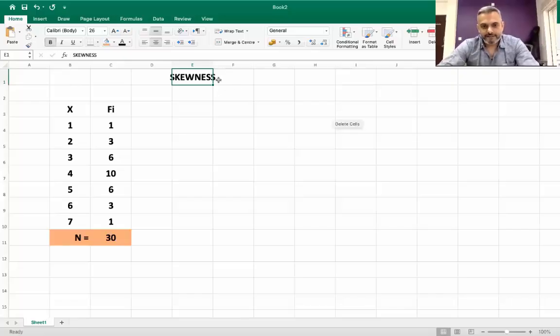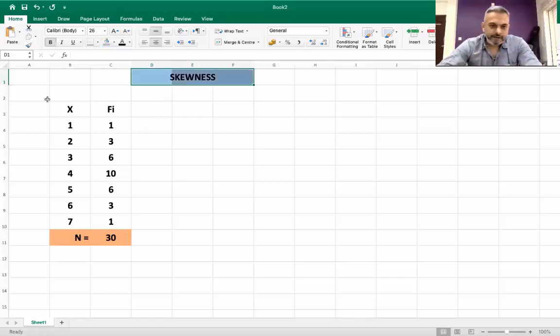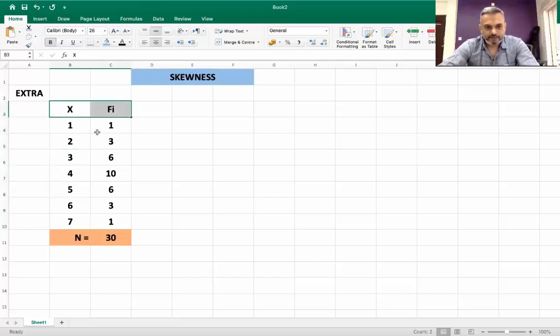So today we are starting with the new chapter, Skewness. Now, before we try to understand what exactly is skewness, I have given an extra sum over here. Please write this, and I want you all to find the mean, median, and the mode for this. So xi is 1, 2, 3, 4, 5, 6, 7. Fi is 1, 3, 6, 10, 6, 3, 1. And the total is 30.